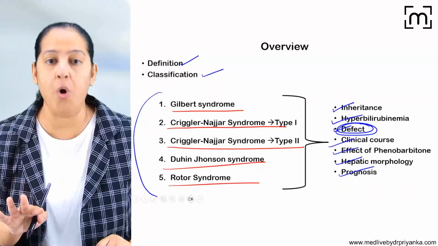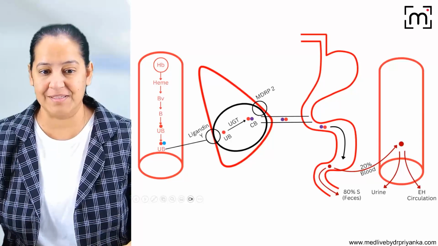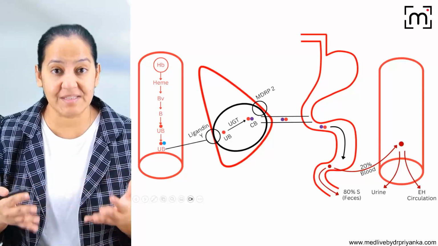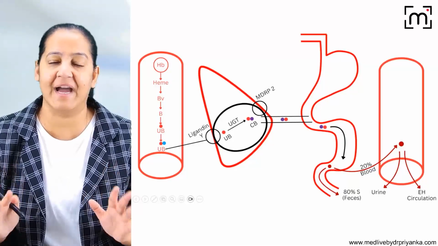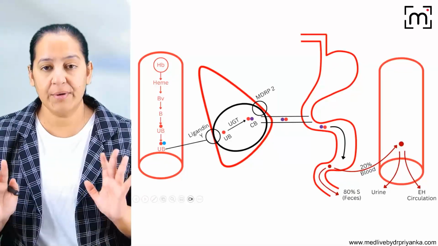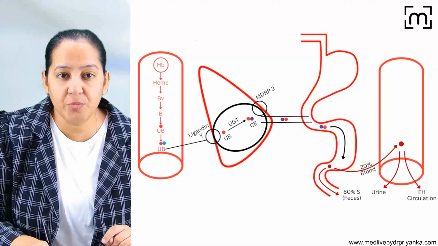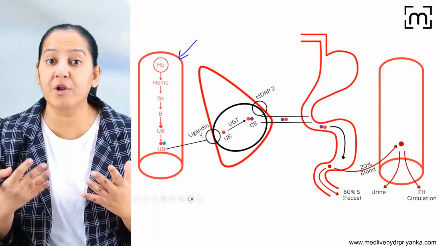But before understanding all this, let's revise the bilirubin metabolism. How does the bilirubin get synthesized and how is it metabolized in the human body? We will see entirely everything about the bilirubin. So you can see this is a human blood vessel. Let me tell you how bilirubin gets synthesized.